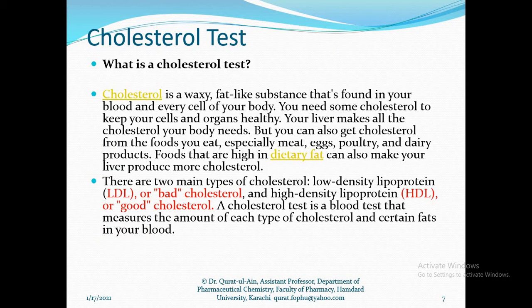Now we will see another test, the cholesterol test. What is cholesterol?